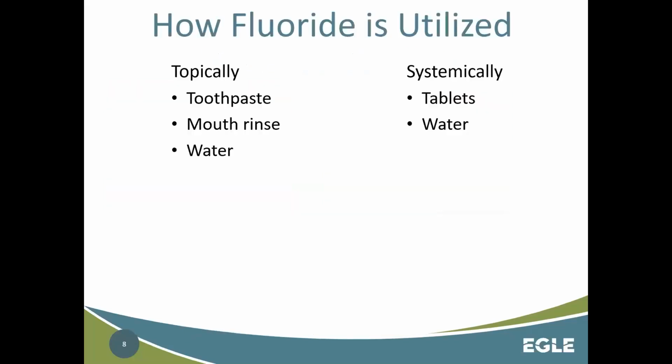All right, so how do we use fluoride for our dental health? Well, we can get it topically through toothpaste and mouthwash with fluoride additives. Or if you have fluoride in your drinking water, you can get it systemically from your tap. You can also get fluoride through foods.